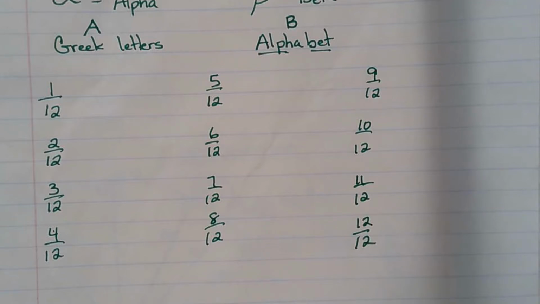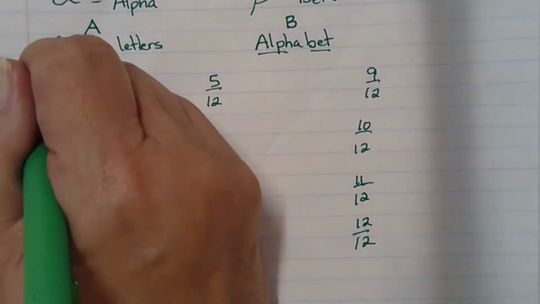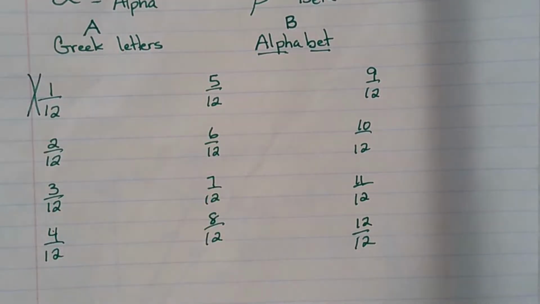So what we want to do is simplify all the ones that we can, and then decide which of these are fractional parts of our unit circle. So can you simplify 1/12? No. Is 1/12 one of our memory angles on the unit circle? No. So I'm going to put an X next to 1/12. It is not going to help us.